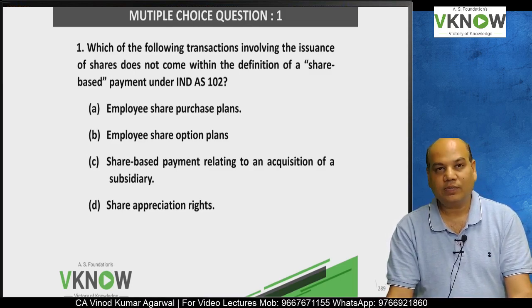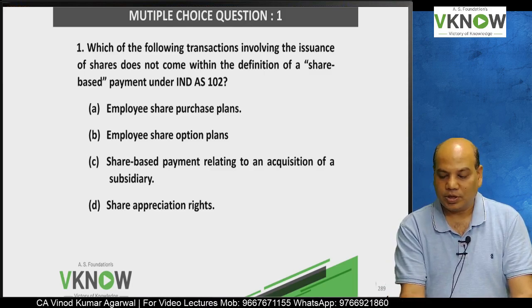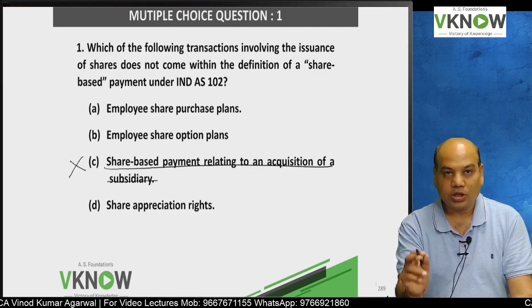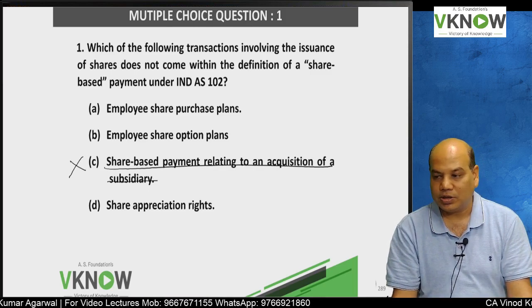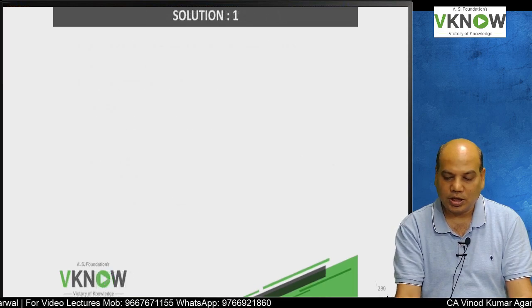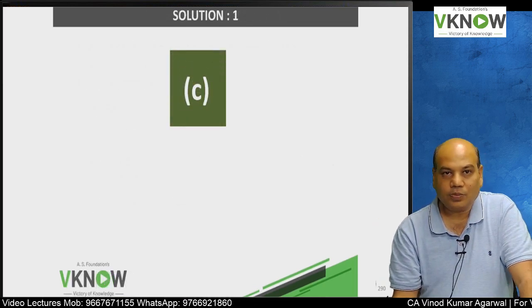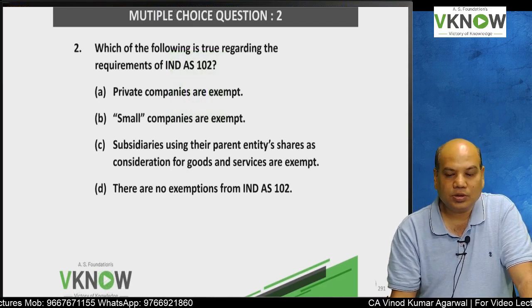Most of the students have replied option C. Option C, share based payment relating to acquisition of subsidiary. This is not covered by Ind AS 102. Employee share purchase plan, employee share option, share appreciation rights are covered. Very good answer. Tick mark option C. Now come to question number 2.